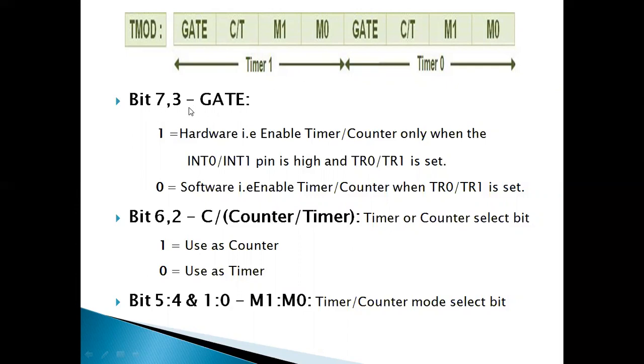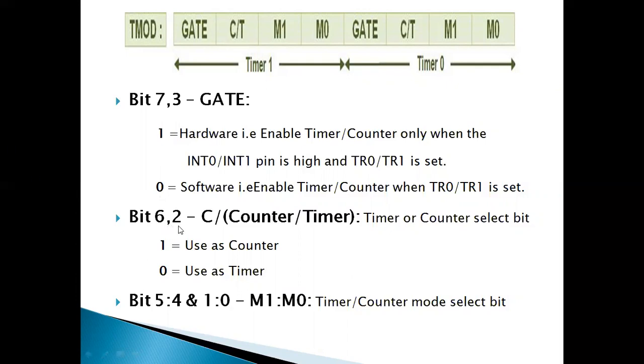So bit 7 and 3, that is the gate bit. If it is 1, it means you are trying to enable the timer using hardware means. If it is 0, it means you are trying to enable the timer using software means. That is, you are using a few instructions to start or stop the timer.